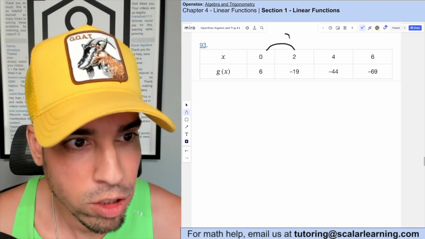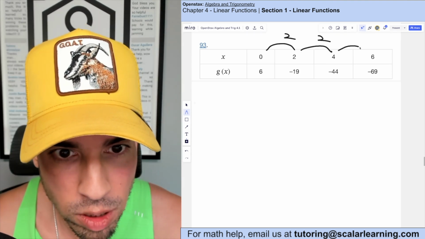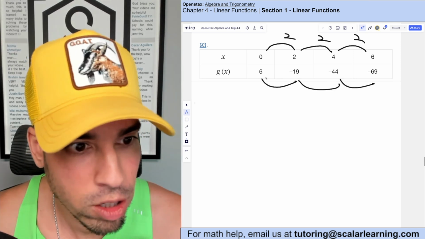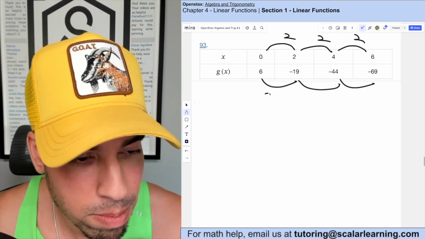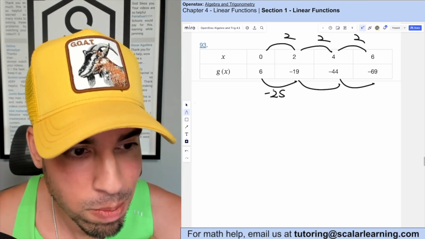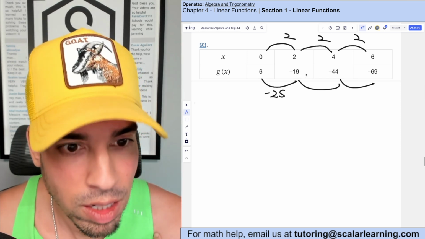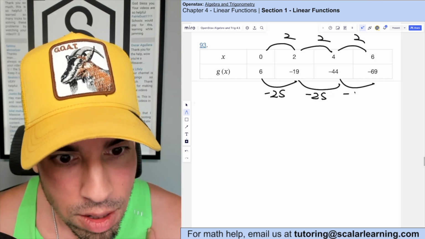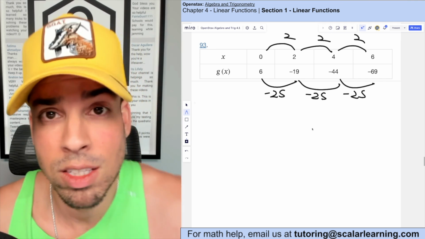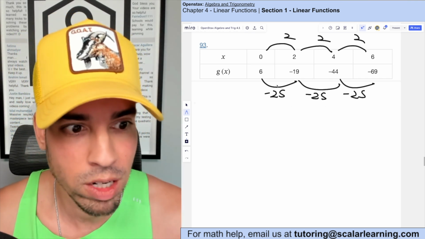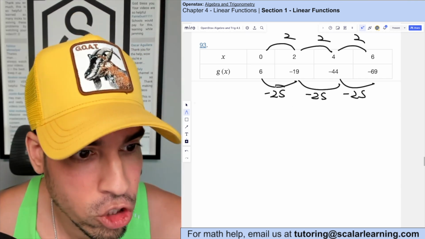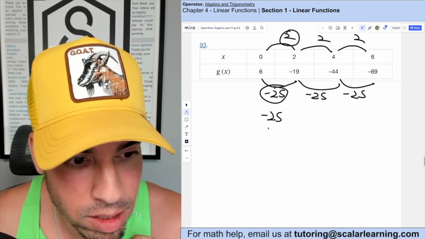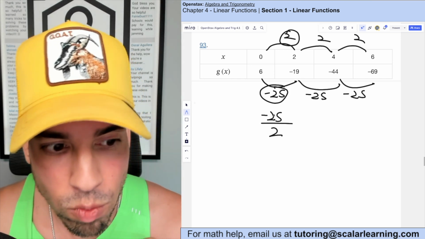So the first question is, is this possibly a linear function? We're going to look at all the changes of the x's on top. It's going up by 2 every time. And then the corresponding changes of the function value, which here it looks like it's going down by 25, right? 6 minus 25 is negative 19. Negative 19, again, minus 25 is negative 44. And again, minus 25. So this is looking promising, constant rate of change. That rate of change is the change in the y's, negative 25, over the change in the x's, positive 2. Again, rise over run.